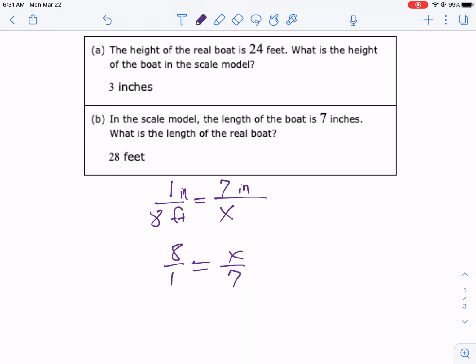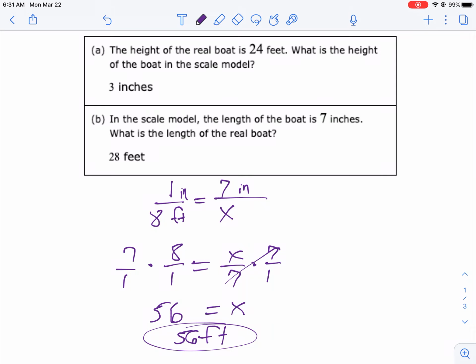Now, you want to get x by itself, so I'm divided by 7, so we're going to multiply both sides by 7. You want to write that as 7 over 1? You certainly can. So x, because the 7's reduced, equals 56. There's your answer. So it would be 56 feet. For some reason, you had half that answer. But since I can't see your work, I don't know what you did.